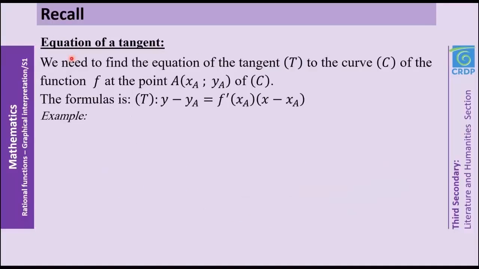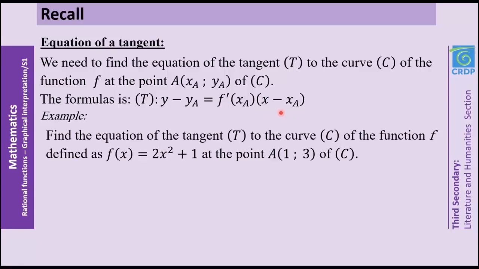The tangent to a curve at a given point is the straight line that just touches the curve at that point. We need to find the equation of a tangent to the curve of the function at a specific point A. The formula to be used is y minus y of a equals f prime of x of a, times x minus x of a.